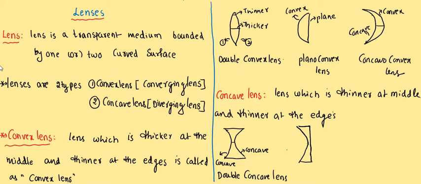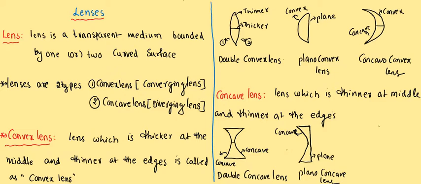Now, this is one side plane, and the other side has a concave shape. This is the concave shape. Now, it is said to be a plano concave lens. The second one is said to be a plano concave lens. These lenses are all thinner at the middle and thicker at the edges.